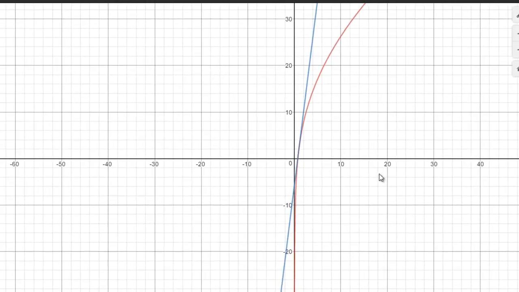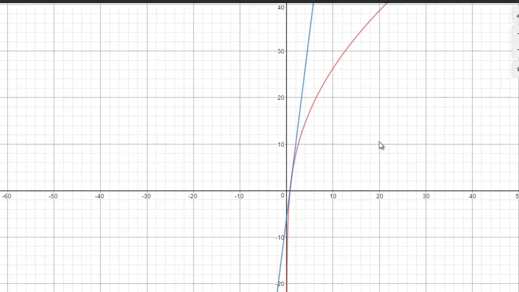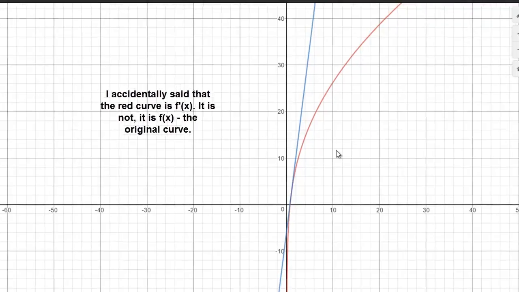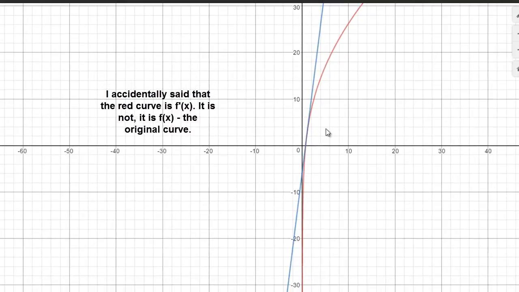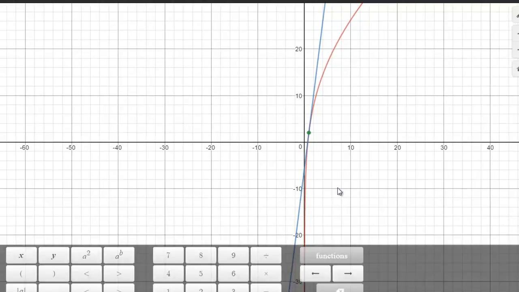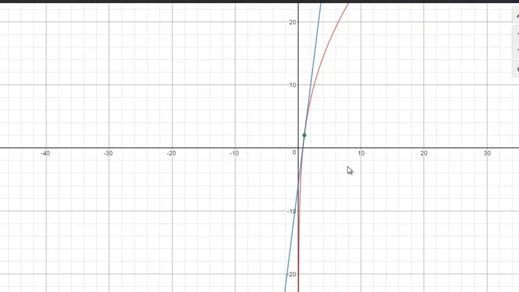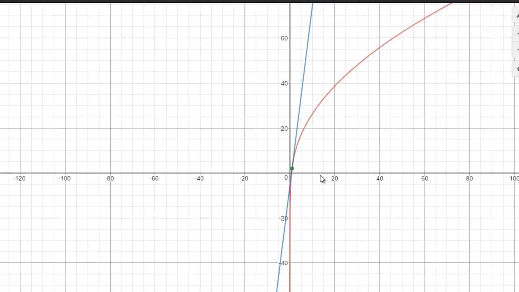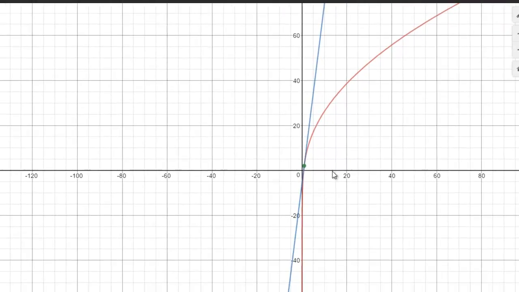Alright guys, so there we are. There is our red curve, which is the original function f, and the blue line is the tangent line at the point 1, f of 1. Now I guess I could add that point in there, 1, f of 1. So at that green point, there is our tangent line. So that worked out pretty nicely.